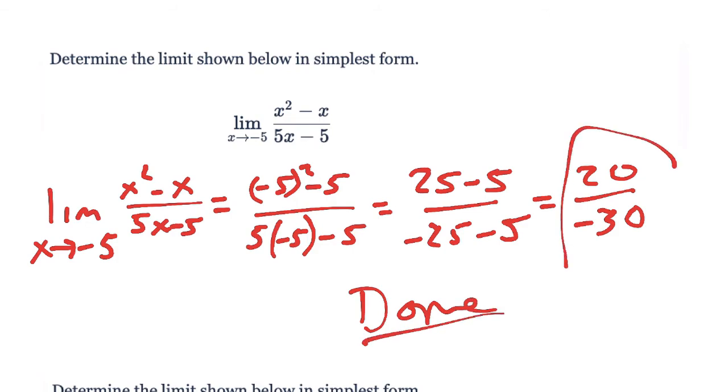That's a fine answer right there. Doesn't necessarily have to be simplified. You could reduce it to negative 2/3, but that's it. We're done with that one. We really aren't going to do anything else with that. That's just the answer. Direct substitution works.